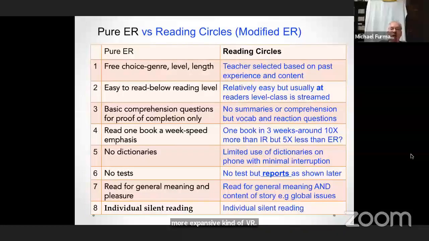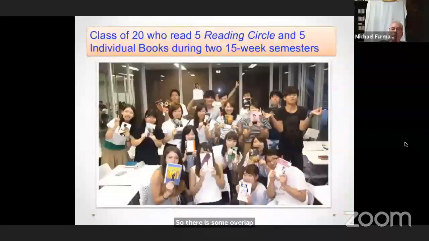Okay, I won't read through this. You can just take a look at it, and you can look at my presentation on YouTube. There are some overlaps, but obviously we're doing a lot less reading. If it's one book in 3 weeks, I would say that we're doing 10 times more reading than with IR, but 5 times less reading than with ER. But on the other hand, no tests. So there is some overlap.